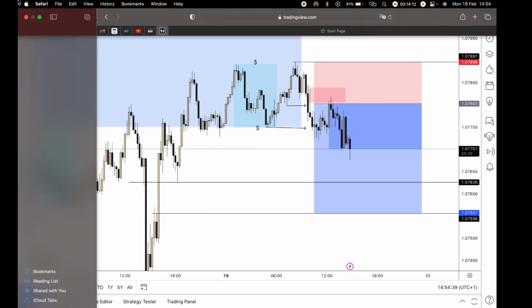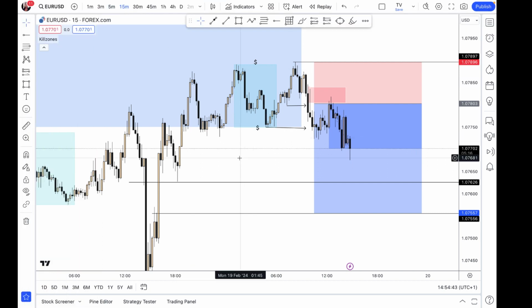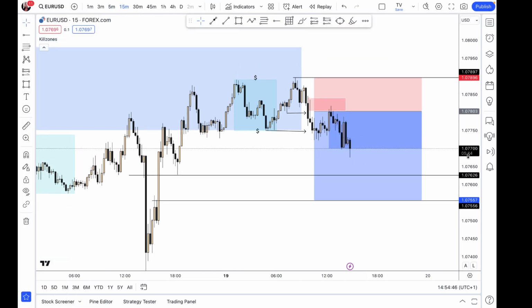So that's all, guys. That is how simple it is to approach the foreign exchange market using the supply and demand strategy, imbalances, break of structure, just all these, and you are good to go.